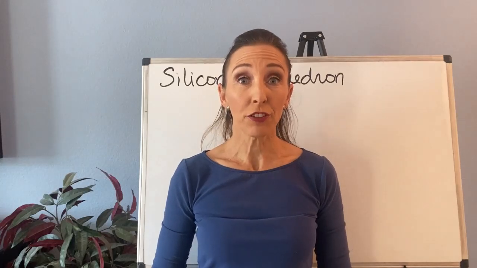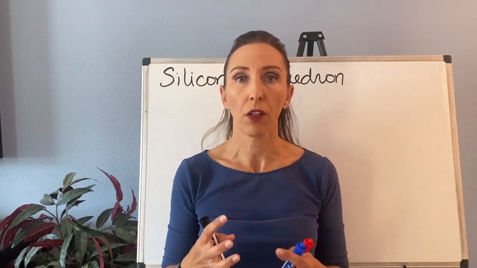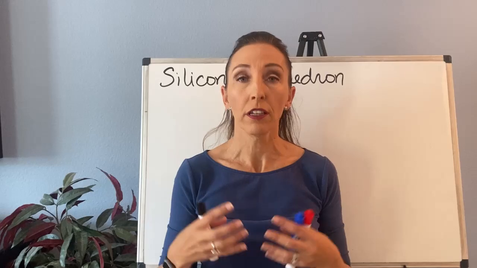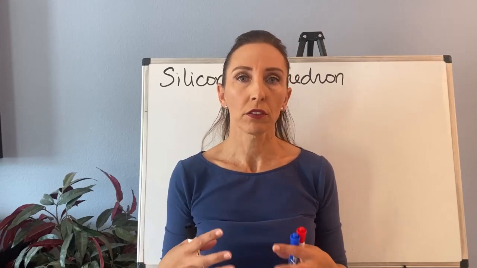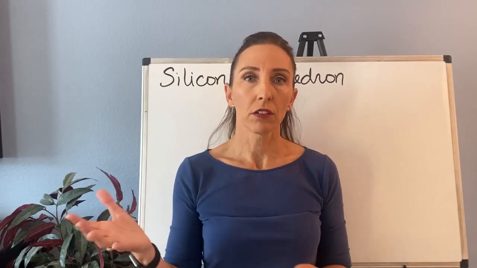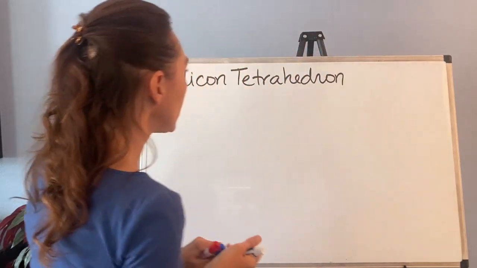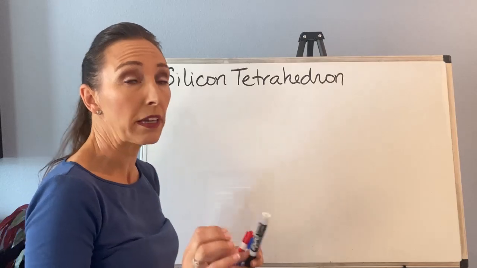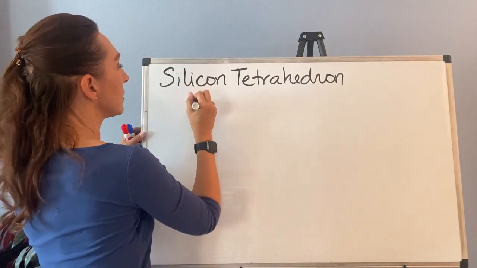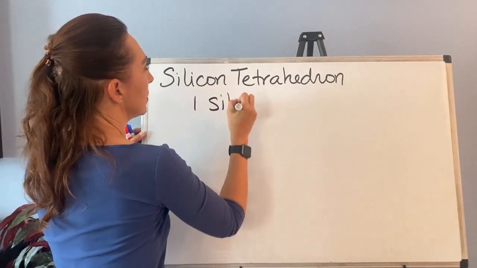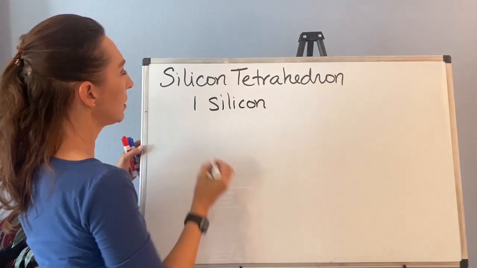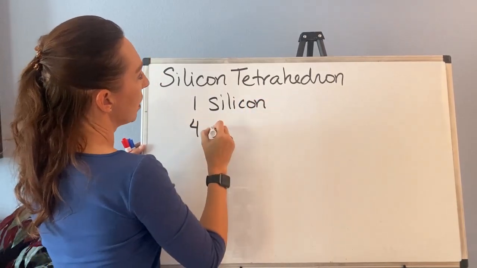The silicon tetrahedron is a really important building block for a lot of our minerals in geology. Most of the crust is made of minerals called silicates, and these are all made of silicon tetrahedra. So let's look at what that is. A silicon tetrahedron is made of one silicon element and then 4 oxygens.